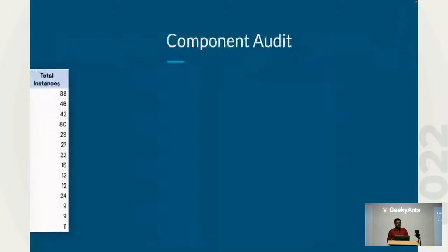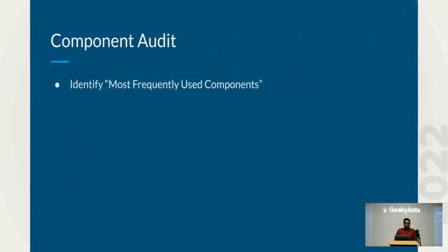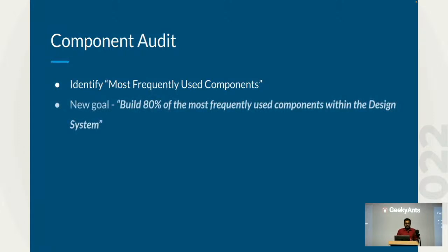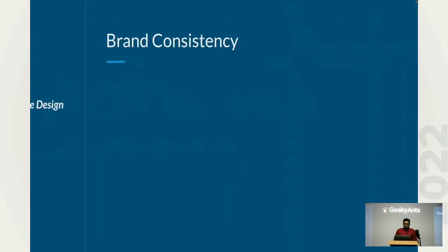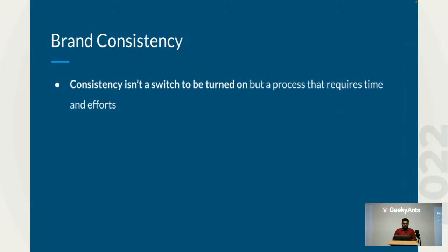So now that we knew what our most frequently used components were, we could have a goal around it. We had goals like build 80% of the most frequently used components within the design system. And we kept taking these goals quarter after quarter, which enabled us to create roadmaps very easily to achieve this goal. But obviously, consistency isn't a switch to be turned on. You can't be inconsistent yesterday and consistent today. It requires a lot of time and effort.